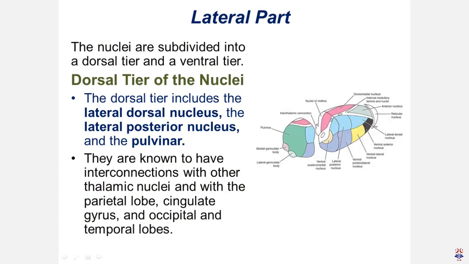Now see the lateral part. If you see the lateral part, it is further subdivided into the dorsal tier and the ventral tier. This is the dorsal tier, this is the ventral. The dorsal tier includes the lateral dorsal nucleus. This is the lateral dorsal nucleus.